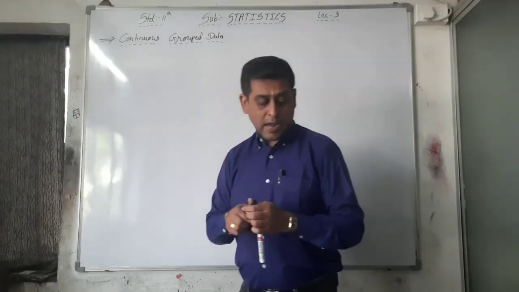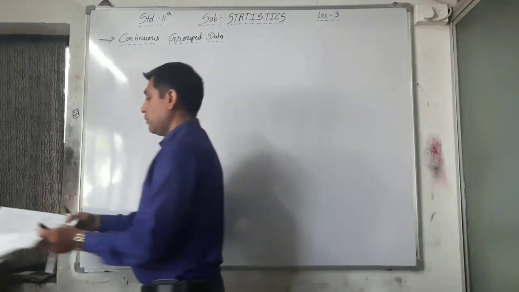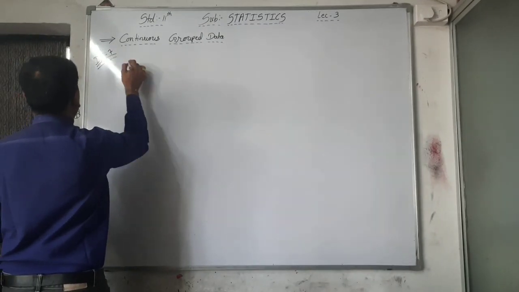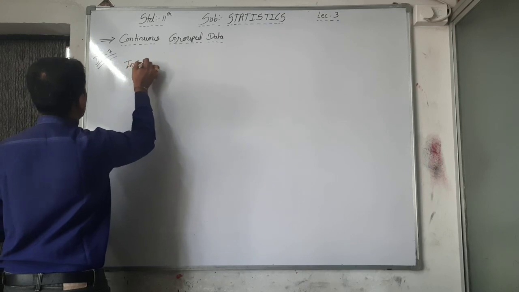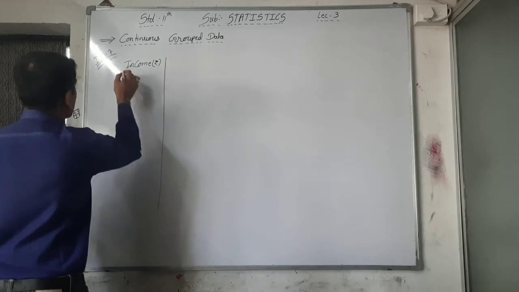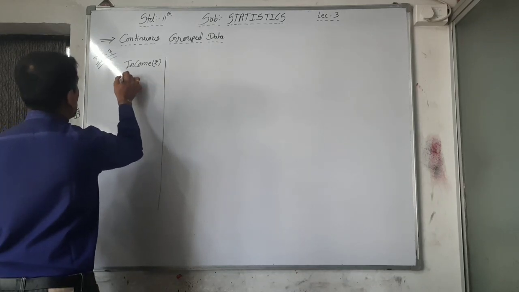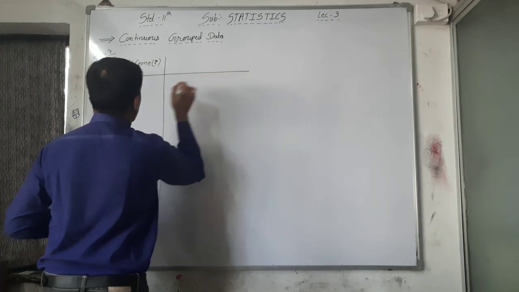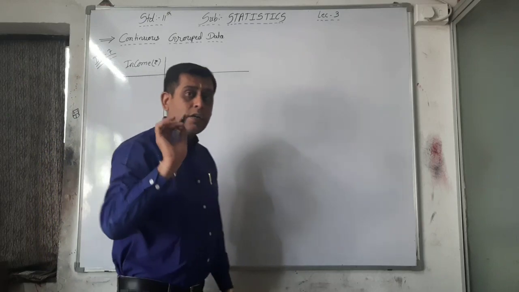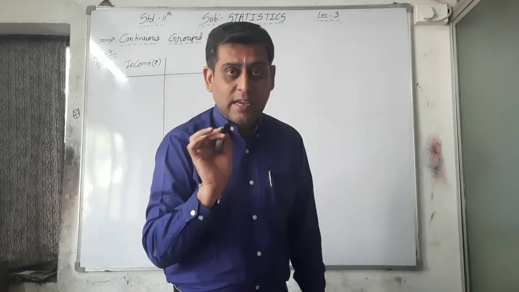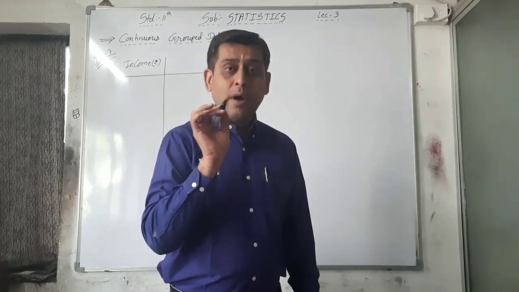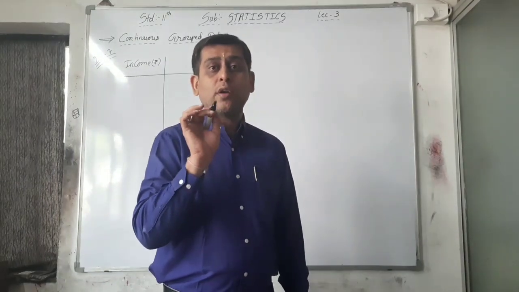Okay, so first of all I am writing the question. Illustration number 7, income in rupees. That is not your Xi, that's why I am not writing anything here. It is our class. See, in continuous grouped data, Xi is never given, always the class is given. You have to find the mid value and take it as your Xi.